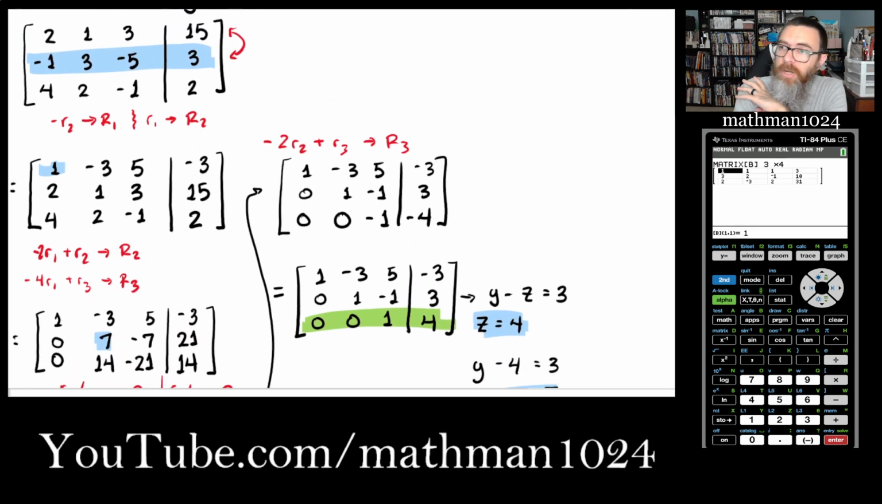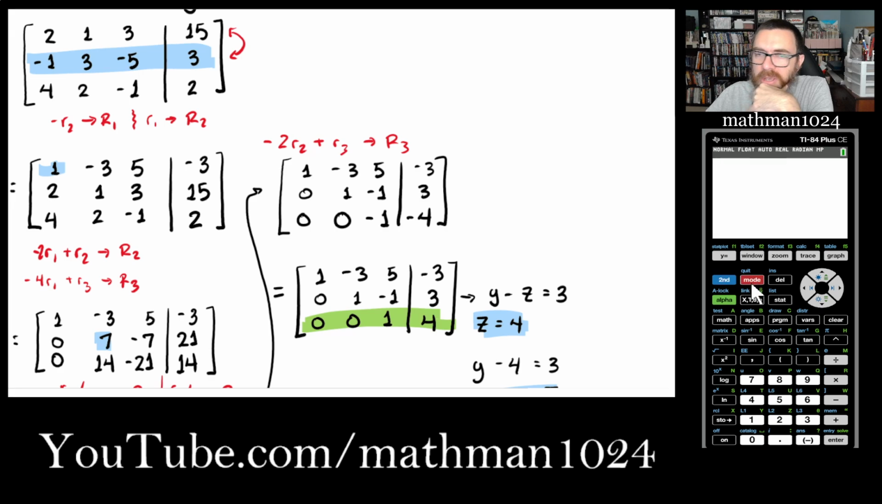We can actually just look here, right? So we have 2, 1, 3, 15. Then we have negative 1, 3, negative 5, 3, 4, 2, negative 1, and 2. All right, so let's quit out of this.